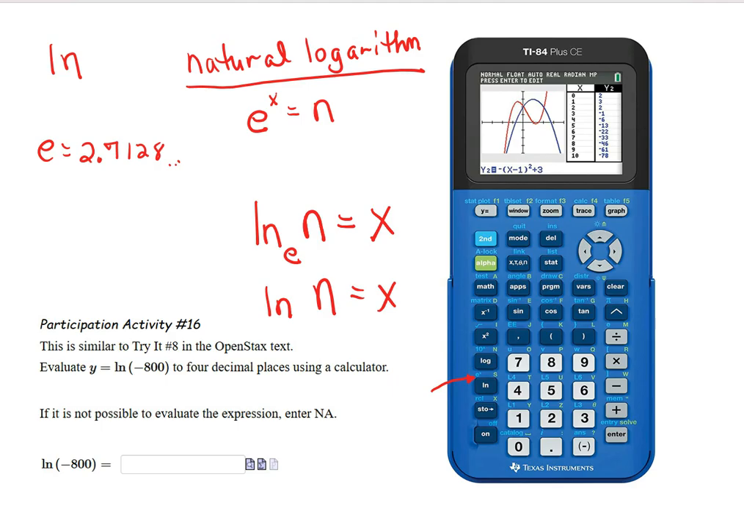And the same thing with the LOG button. Look right above it in blue. It says 10 to the x, because that's their exponential partner. You know, they're opposites of each other.